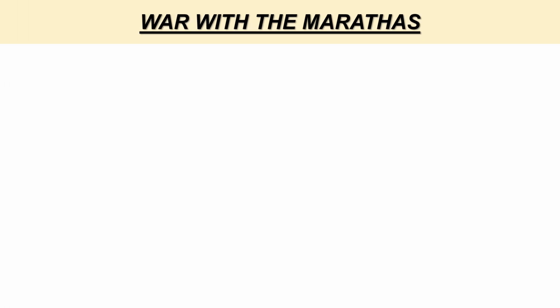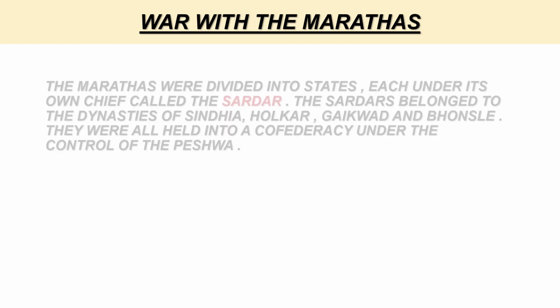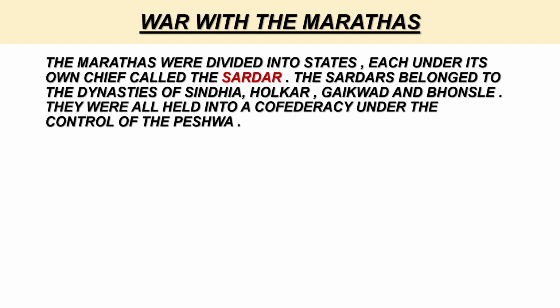War with the Marathas. Before we start this topic, it is important to understand how the Marathas were organized in the 18th century. The Marathas were divided into states, each under its own chief called the Sardar. The Sardars belonged to the dynasties of Sindhia, Holkar, Gaikwad and Bhosle. They were all held into a confederacy under the control of the Peshwa. The Peshwa was the principal minister. He was based in Pune. He was the military and the administrative head of the Maratha Confederacy.